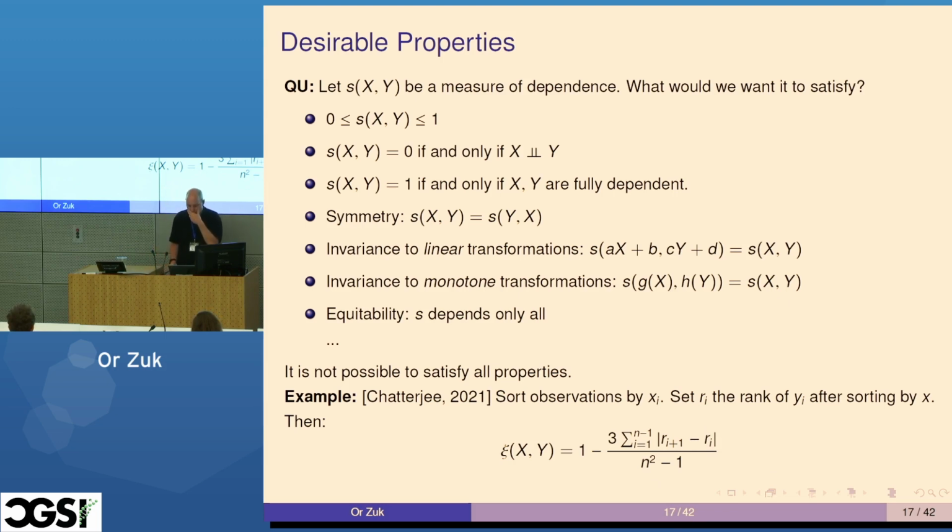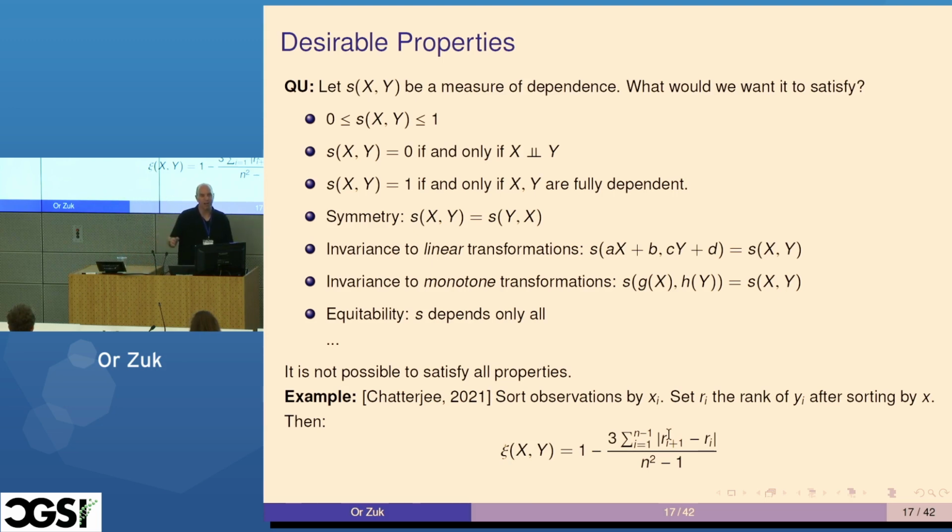Now, another exercise. Which one of these properties does this measure not satisfy? That's a little bit harder. You can guess. Symmetry, exactly. The way it's defined is not symmetric, but it's not just a matter of definition. It really is non-symmetric. If you define it the other way, psi of y and x, you get a different coefficient.